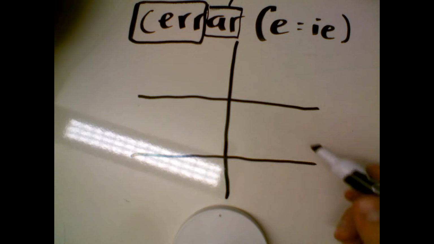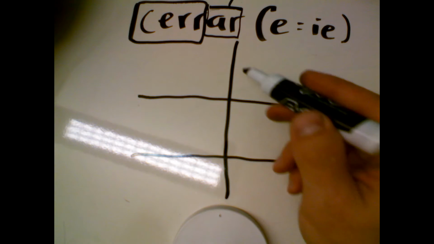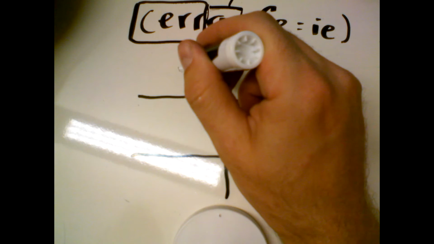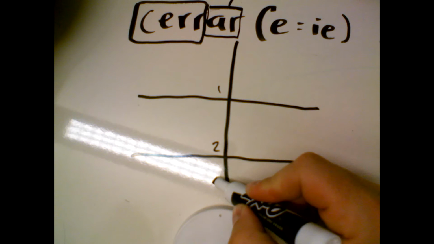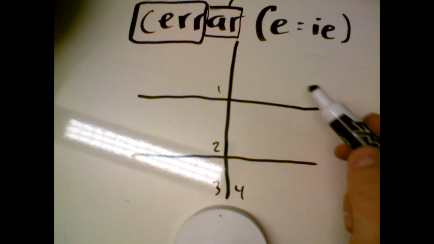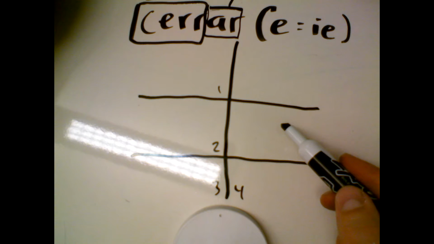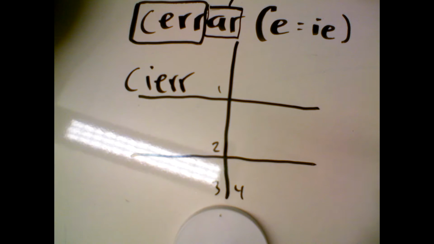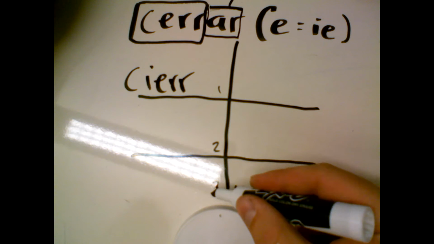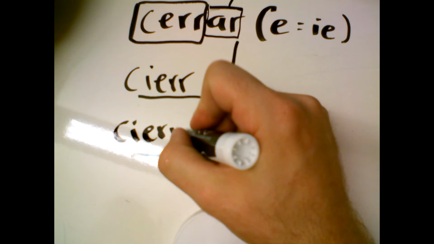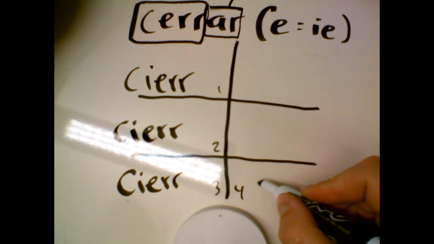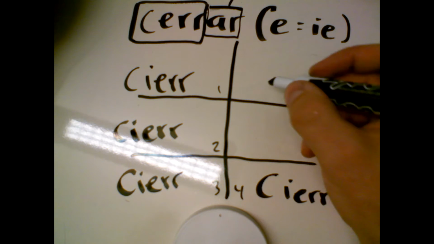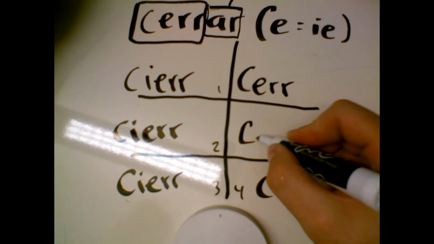So when I write out my chart right here, I'm going to change this stem, that E right there, to an IE in these 4 spots. I'll put a number on there for you. 1, 2, 3, and 4. These 2 spots will not see that change. So I'm going to change that E to an IE. So I'll have CIERR. And that's going to repeat for the 2, 3, and 4. So I'll have CIERR, CIERR, and CIERR. Then these 2 over here will not see that change. So these will just be the normal stem, CERR, CERR.